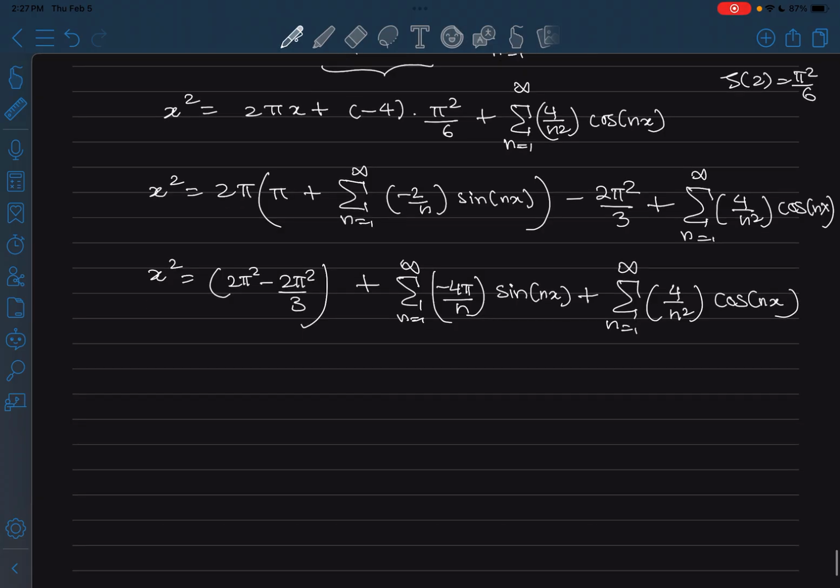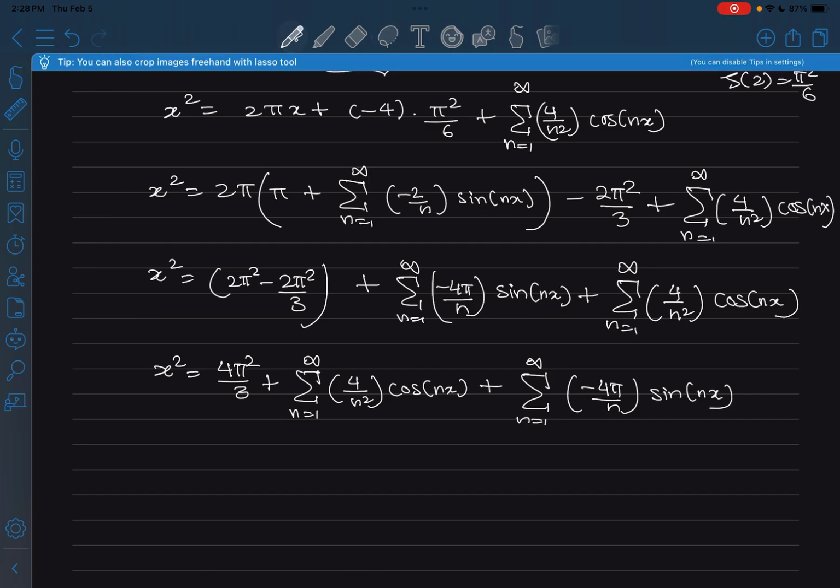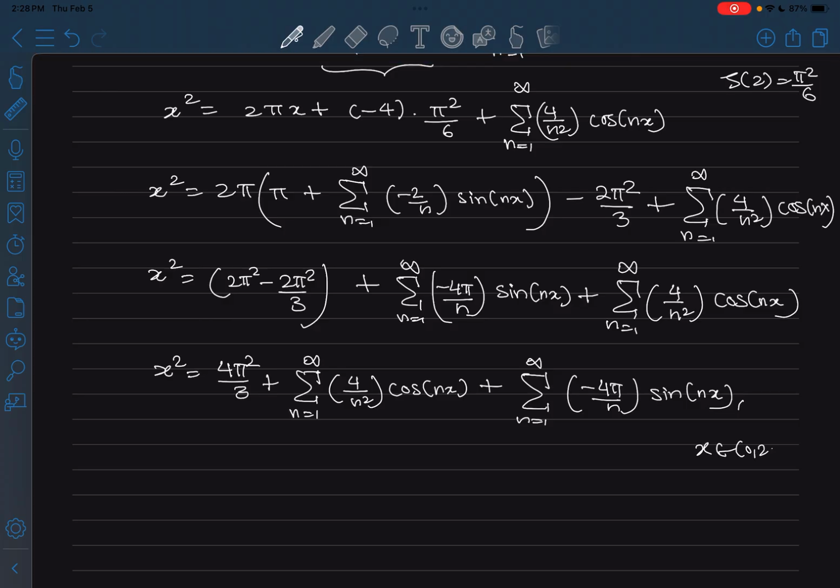Okay. And now we know that 3 times 2 is 6 minus 2 is 4. So this is 4 pi square over 3. Let me write the cosine terms first. Sum from n equals 1 to infinity of 4 over n square cosine of nx plus sum from n equals 1 to infinity of minus 4 pi over n sine of nx. Okay. And this should be valid on x being on 0 to 2 pi, because I said that the domain will be the same as the initial series, and this will also be 2 pi periodic.